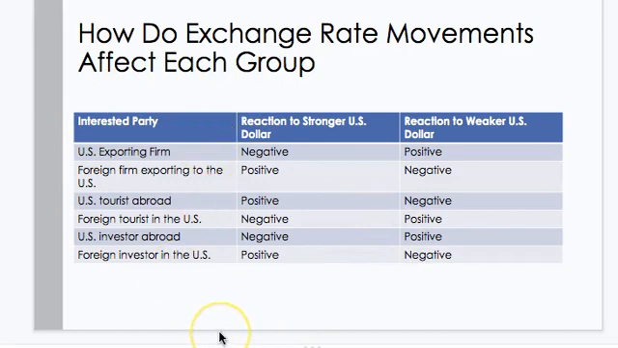It's called How Do Exchange Rate Movements Affect Each Group? If the interested party is a U.S. exporting firm, reaction to a strong U.S. dollar is negative, reaction to a weak U.S. dollar is positive. If the interested party is the foreign firm exporting to the U.S., it's positive with a strong dollar, negative with a weak dollar. U.S. tourist abroad: positive, strong dollar; negative, weak dollar. Foreign tourist in the U.S.: strong dollar, negative; weak dollar, positive. U.S. investor abroad: strong dollar, negative; weak dollar, positive. Foreign investor in the U.S.: positive when it's a strong dollar, negative when it's a weaker dollar.